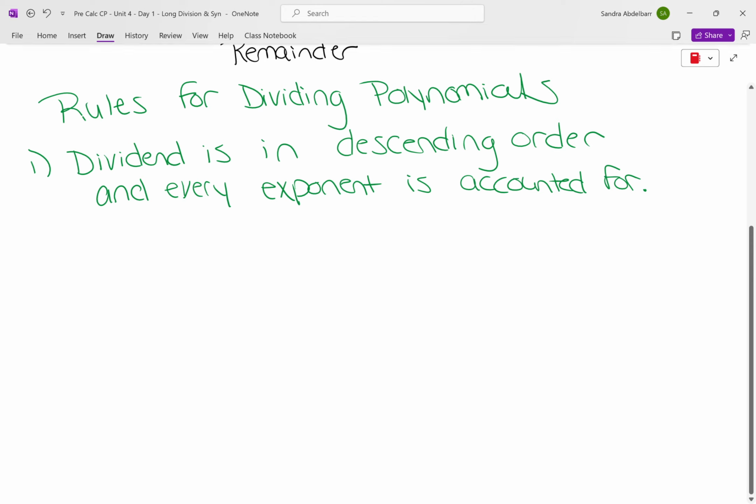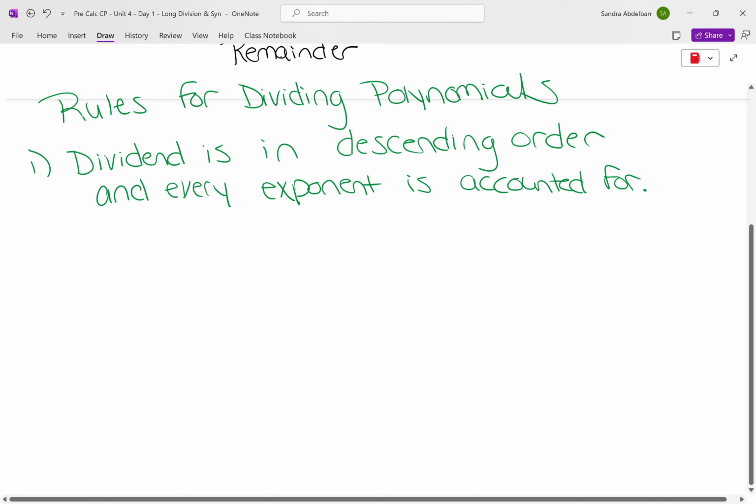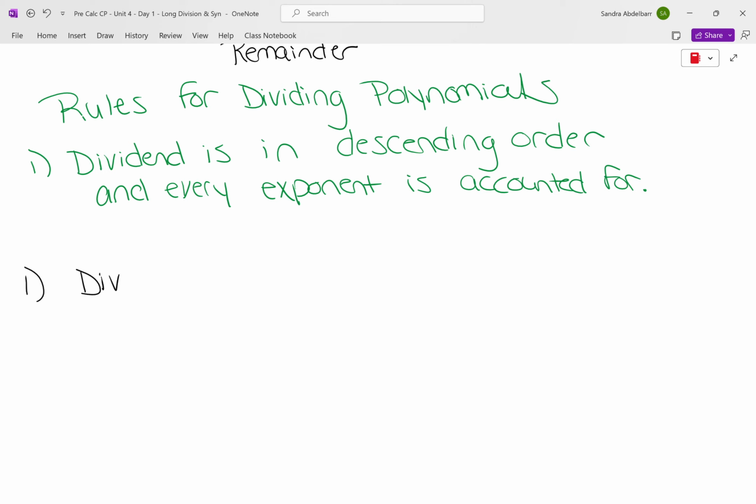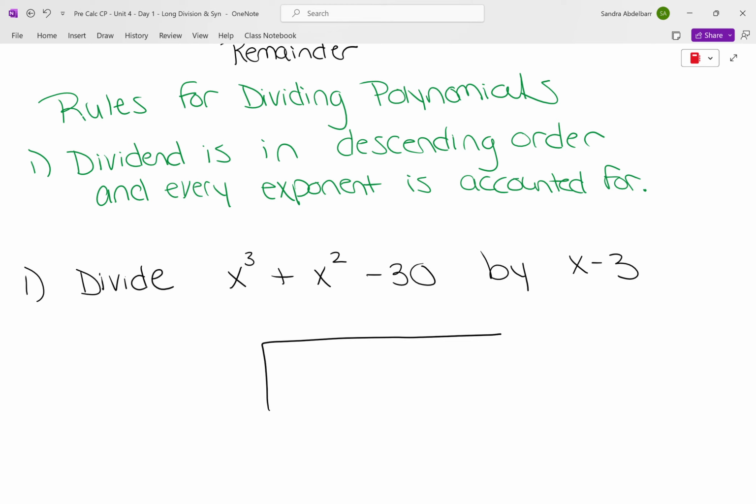Okay, let's do a problem. I want us to divide x cubed plus x squared minus 30 by x minus 3. So we have to put it in the thing, not like the fraction. Yep, we're going to put it into the little house. So whatever's getting divided, that's what goes inside the house. So what's getting divided? The x cubed plus x squared minus 30.